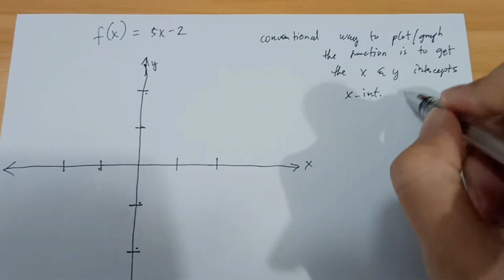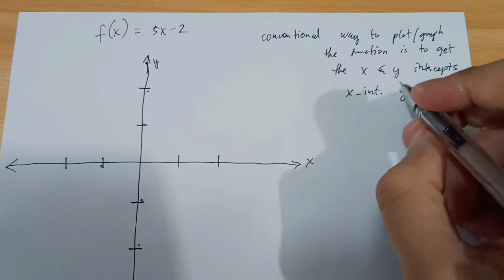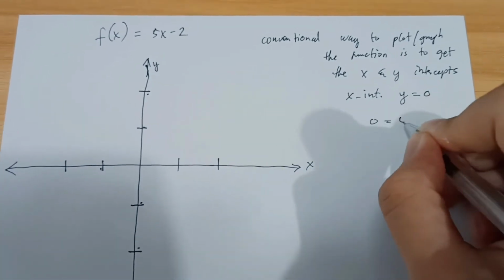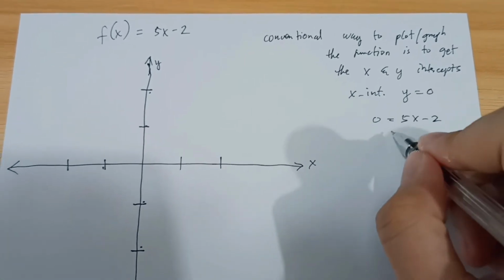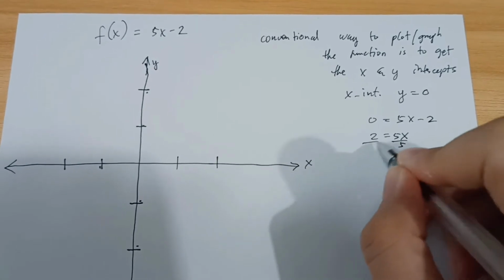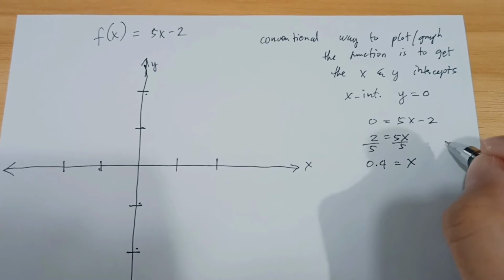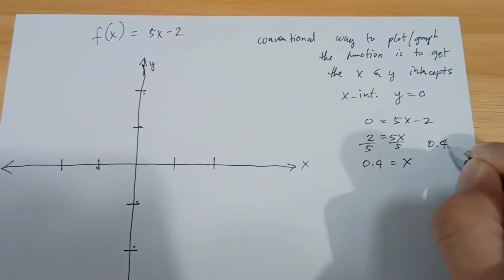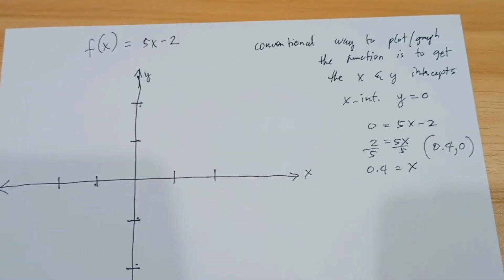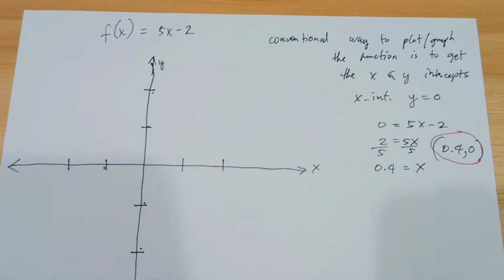So sa x-intercept, set y to 0, then solve for x. So ito is y din to. So 0 is equal to 5x minus 2. So magiging 2, 5x, lipat sa kabila, over 5, over 5. So 0.4 x. So ang coordinate ng x-intercept natin ay 0.4, 0. Ito yan, y ay 0, ang x ay 0.4. Ito yung x-intercept. Ipa-plot natin yan.